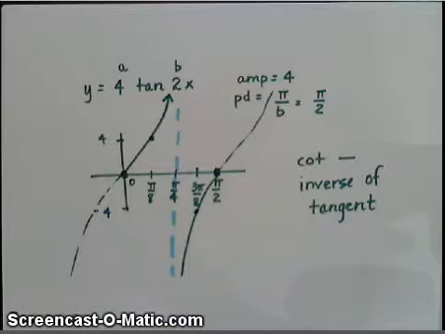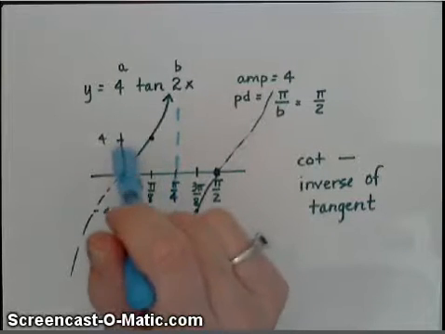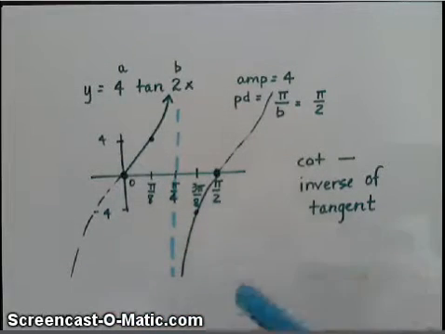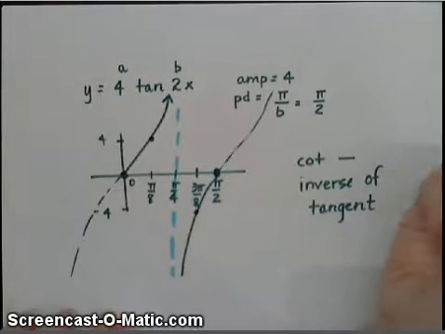Where tangent has an asymptote, in the middle of this period, cotangent will cross over the axis. And where this one has a 0, cotangent will have an asymptote. So what I want to do is take another color, if I can find one, and draw the cotangent graph right over this one so you can see how it behaves.